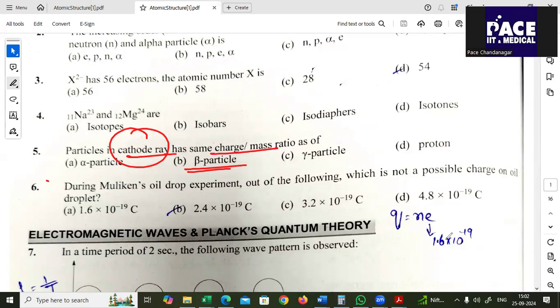And number 6, during Millikan's oil drop experiment, of the following, which is not a possible charge? So we have Q is equal to N into E. Randomly go with N equals 1, N equals 2, N equals 3, N equals 4. It goes on, right? 1 into 1.6, yes it is. 2 into 1.6, yes it is. 3 into 1.6, yes it is. This is not, so therefore this is my answer. So that is how you will go. Next.